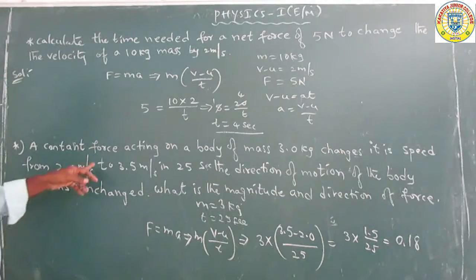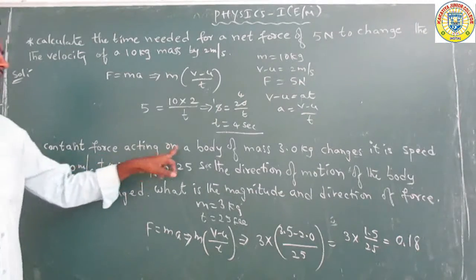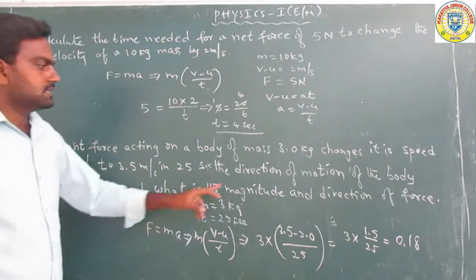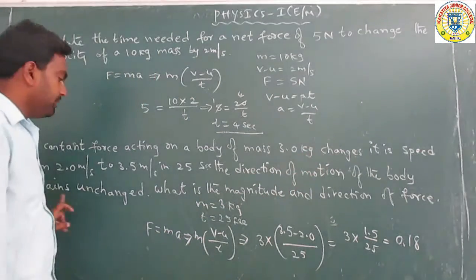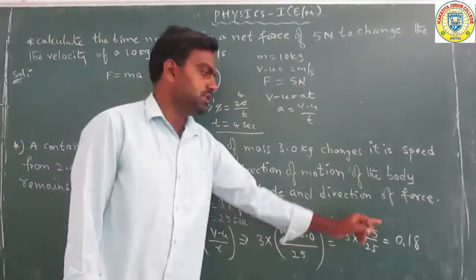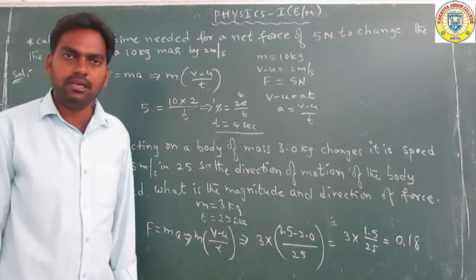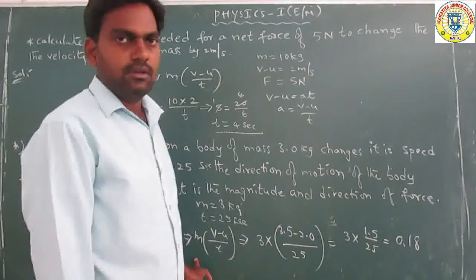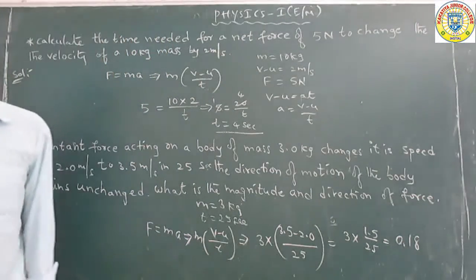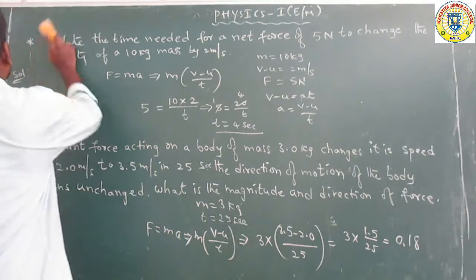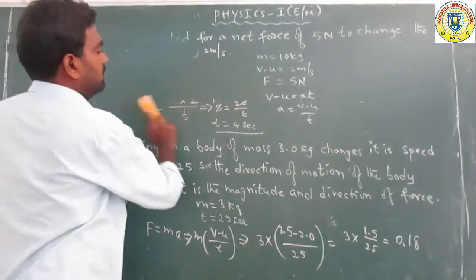So a constant force is acting on a body and changes its speed, and the direction of the motion of the body remains unchanged. The magnitude is 0.18 newtons, in the direction of the motion of the force. Okay, right, got it. Now let us discuss another topic: derive Newton's second law, F = ma.